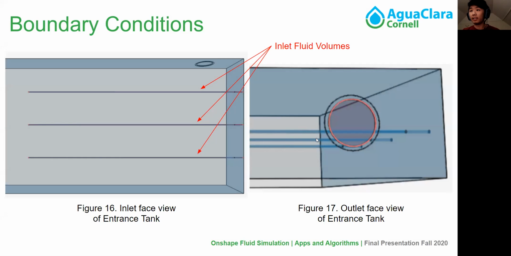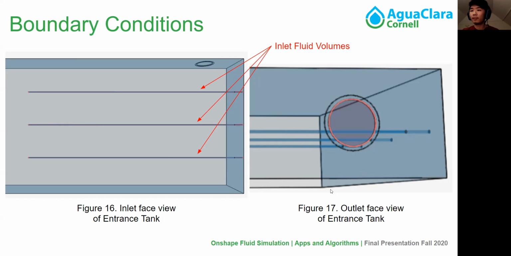So as before, the red shaded areas are where we define the boundary conditions, and Figure 16 depicts the inlet boundary condition. The reason why we wanted to define that whole fluid volume as a particular boundary condition is because we want to mimic the jet stream behavior. We wanted the change from the inlet to the entrance tank to be sudden.